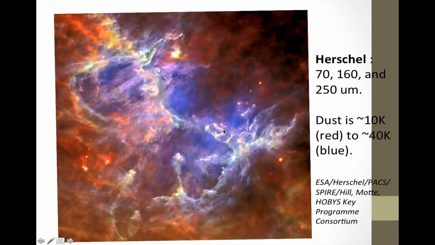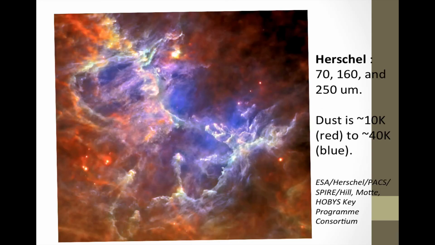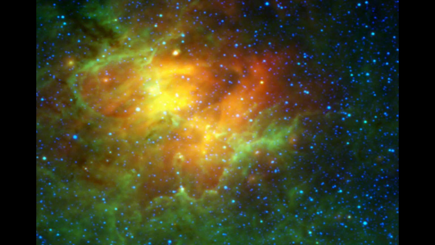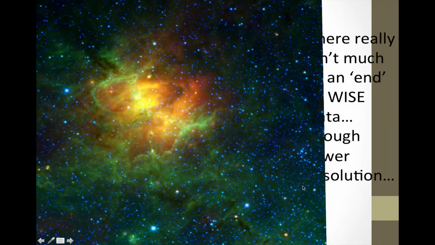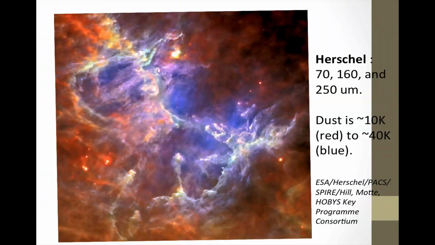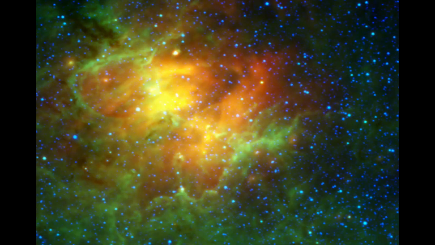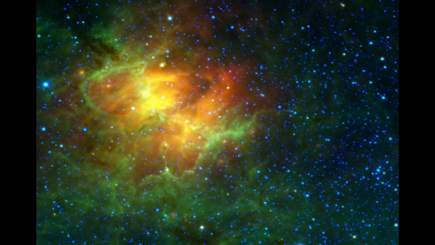You can see that it's changing spatial resolution. It looks a little bit fuzzier in Herschel. This is from WISE. It's again at the same scale. You can see that the talon is even fuzzier. But the WISE mission is a survey mission. So there's no end to the WISE data. It covers the whole sky. Images like this, that's pretty much the entire mosaic that Spitzer got of this particular region. But there's no end to this data.